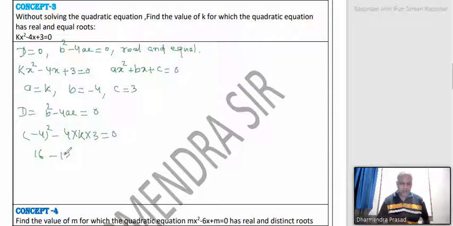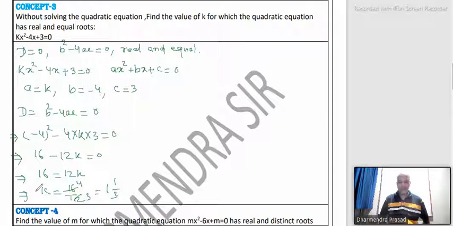16 minus 12k is equal to 0. Or we can say 16 is equal to 12k. Or we can say k is equal to what? 16 by 12. 4 fours are 16, 4 threes are 12, so that is 4 by 3. So simply we can say the value coming is k is equal to 4 by 3.